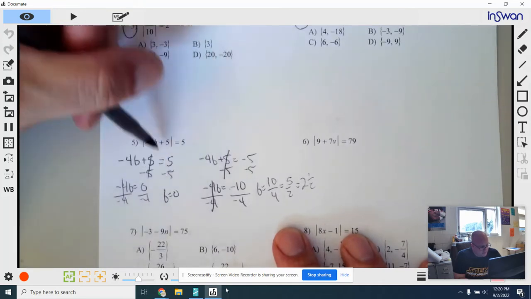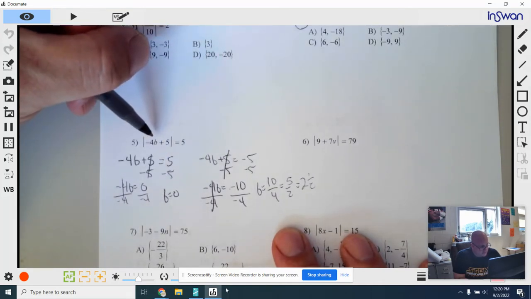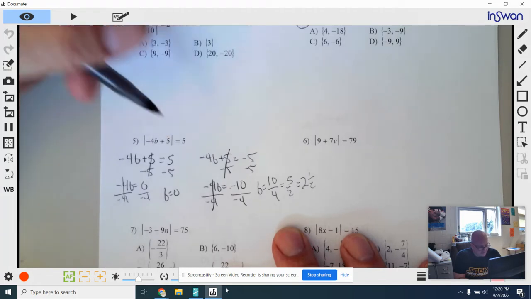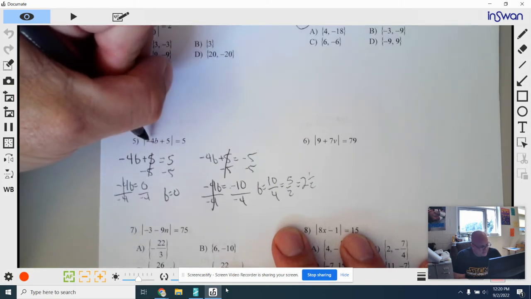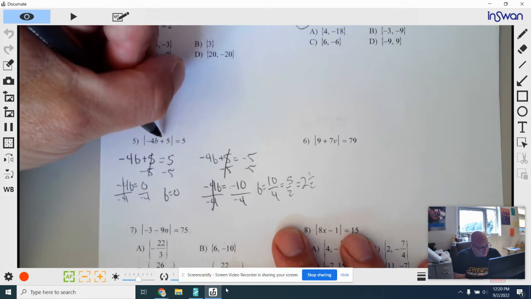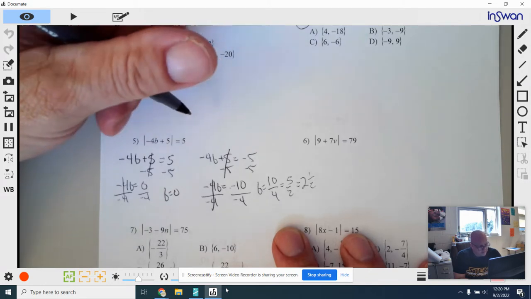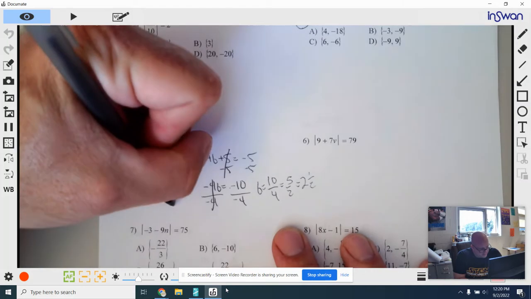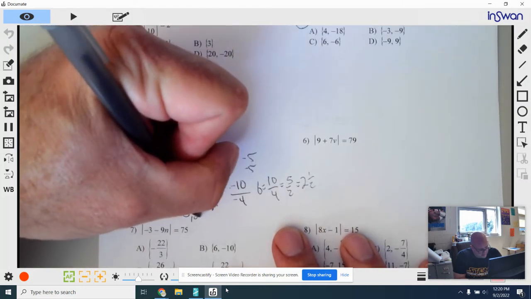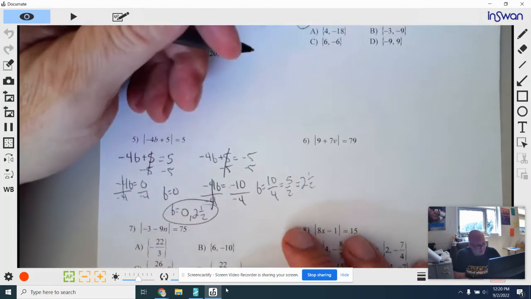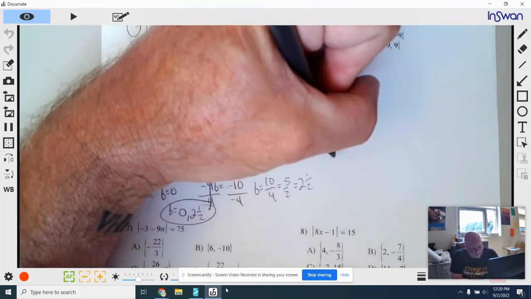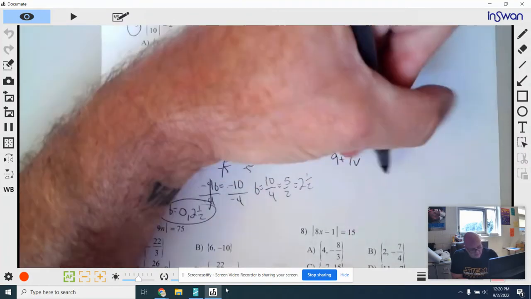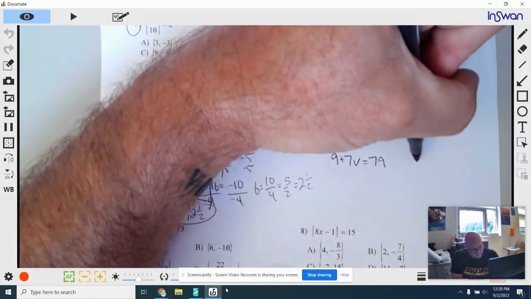If I plug that in, 0, negative 4 times 0 is 0, plus 5, absolute value of that is 5. Plug in 2 1/2. Negative 4 times 2 1/2, that's going to be a negative 10. Negative 10 plus 5 is negative 5. The absolute value of that is positive 5. So I do have two answers. B is equal to 0 and 2.5. Okay, number 6. Check it out. The absolute value bracket is isolated, so let's go ahead and write out our two equations. Here's the first one.